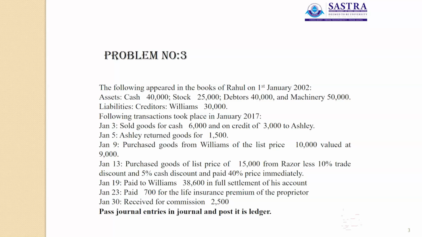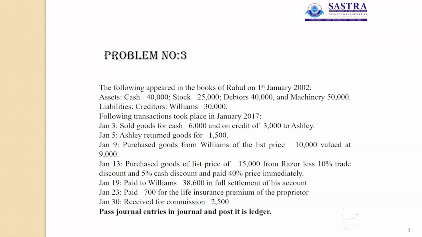January 3rd, sold goods for cash rupees 6,000 and on credit rupees 3,000 to Ashley. January 5th, Ashley returned goods for rupees 1,500. January 9, purchased goods from Williams of list price rupees 10,000 valued at 9,000. January 13, purchased goods of list price 15,000 from Razor less 10% trade discount and 5% cash discount and paid 40% of the price immediately.